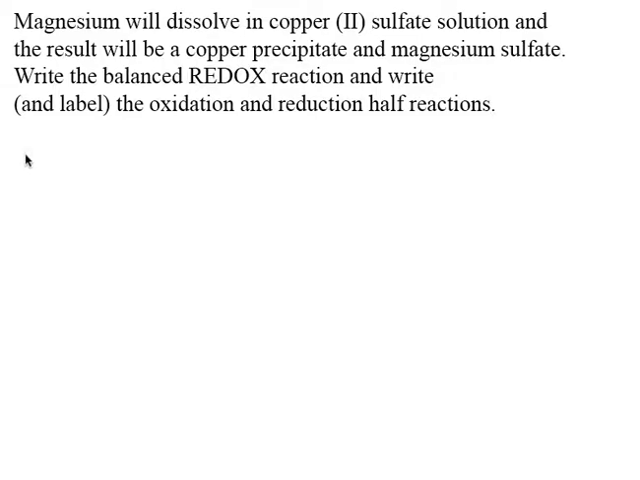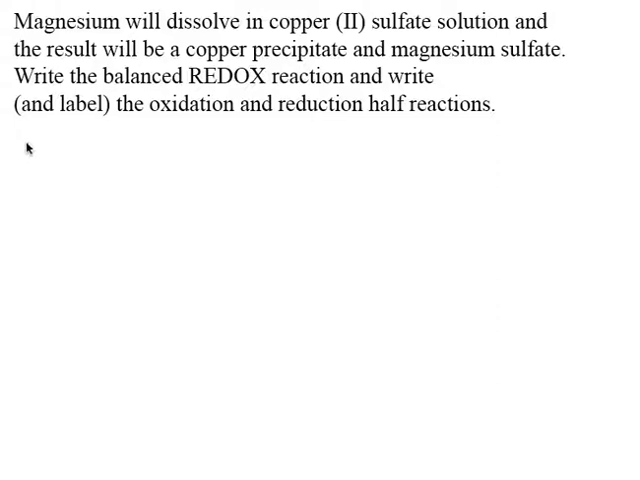In this example, I'm going to work through a redox reaction. In this redox reaction, magnesium metal dissolves in copper 2 sulfate solution. The result is a copper precipitate and aqueous magnesium sulfate. This is quite similar to the reaction that you performed in the lab.